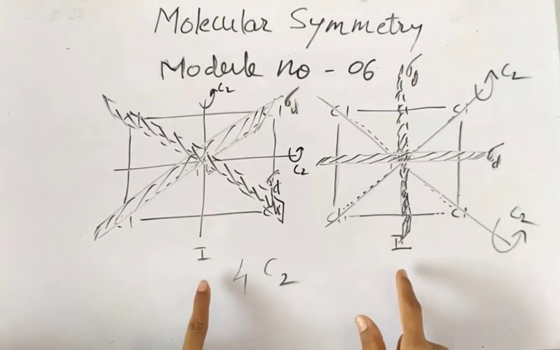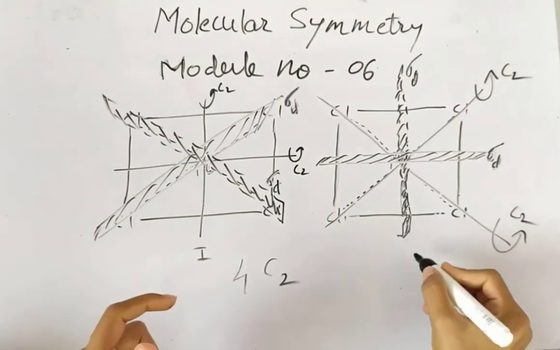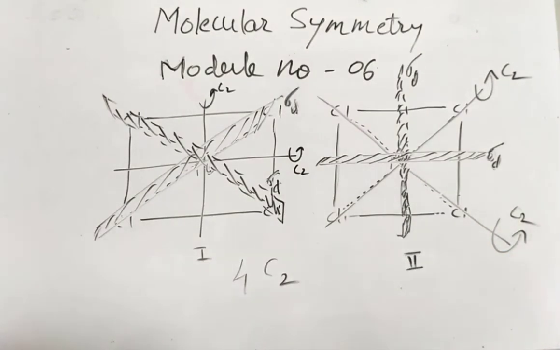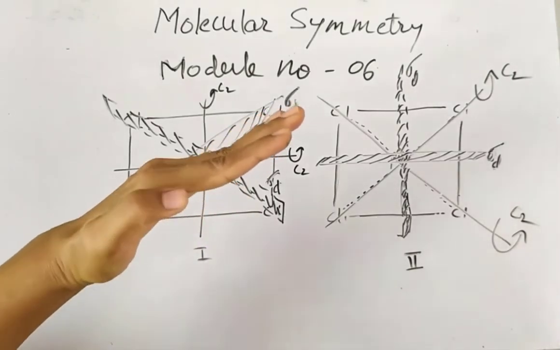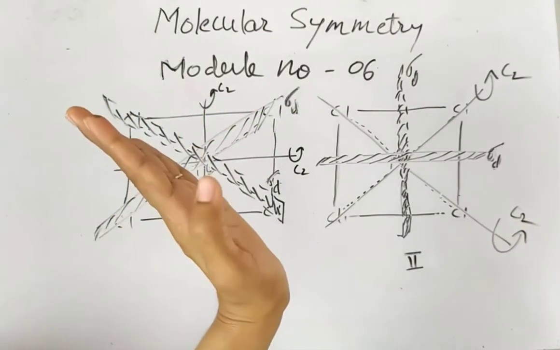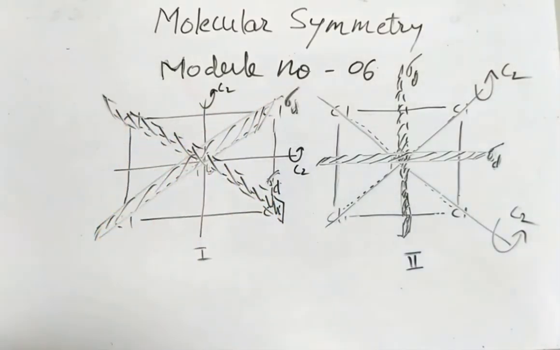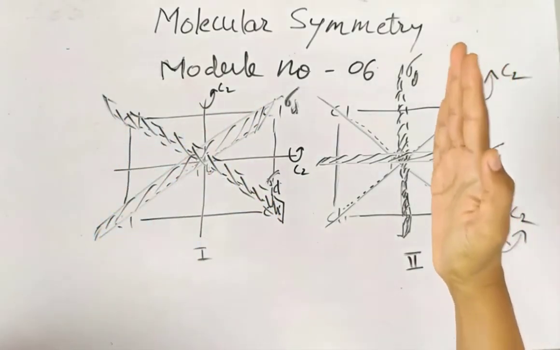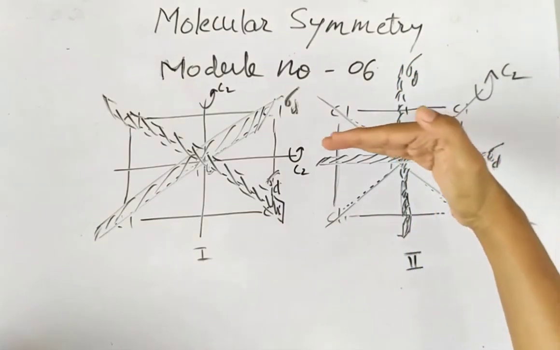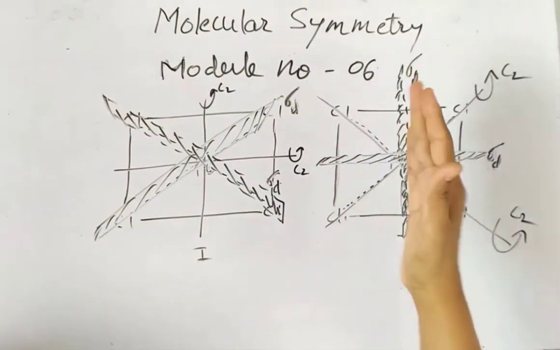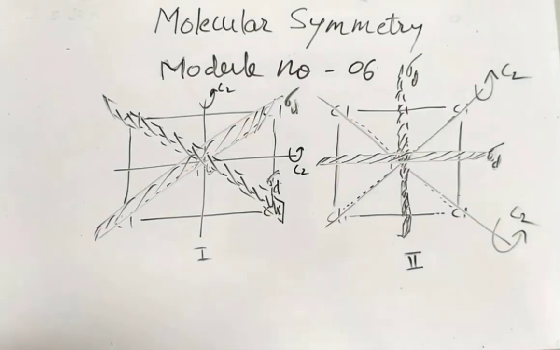Why I have drawn two images of PtCl4 molecule? Just to tell you that it is not necessary that we should choose only this sigma D. It is not necessary that we should choose the sigma D like this also. But we can choose the planes sigma D which are present in this direction also. I'll show you the image on this paper model so that it will be totally clear to you.